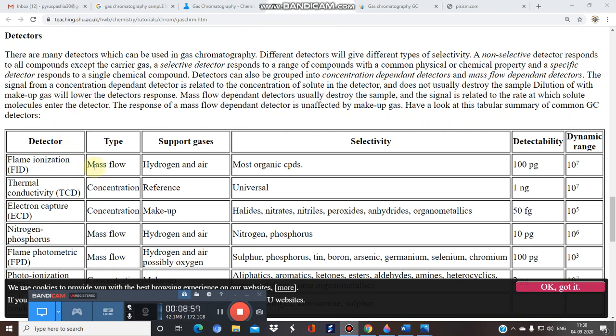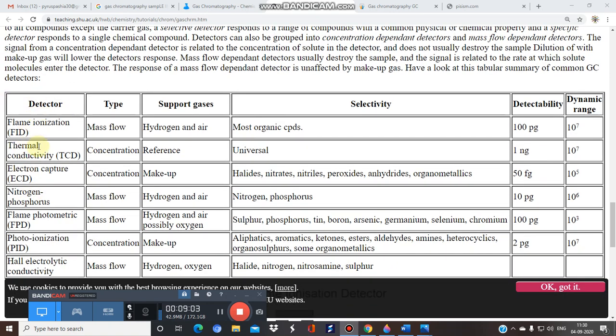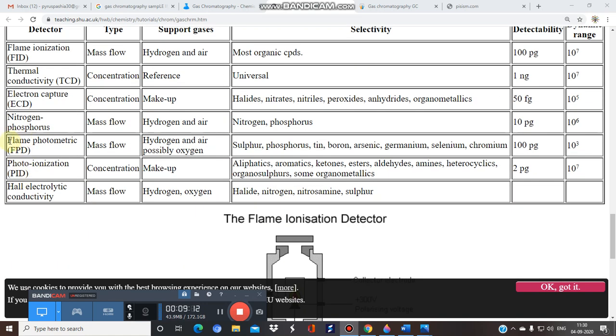There are different types of detectors for detection of different types of components present in a mixture. We use the flame ionization detector for organic compounds, and the thermal conductivity detector for almost all compounds. The flame photometric detector is used for sulfur, phosphorus, tin, chromium, etc. And this is the PID, the photoionization detector, used for aromatics, ketones, esters, etc.